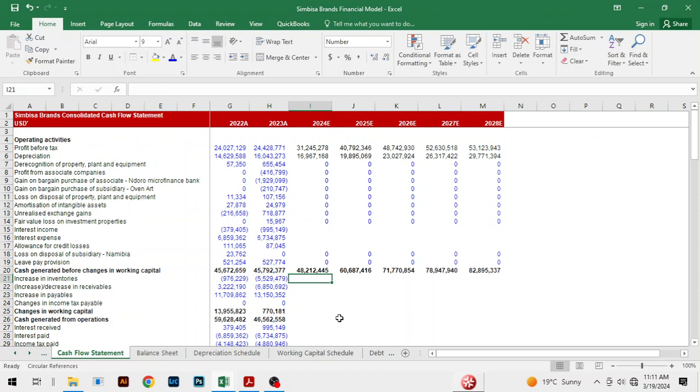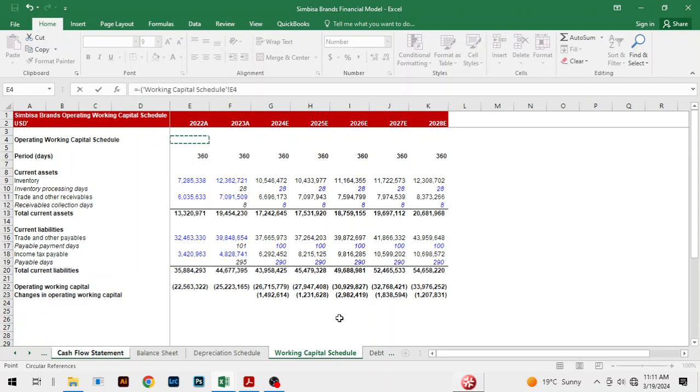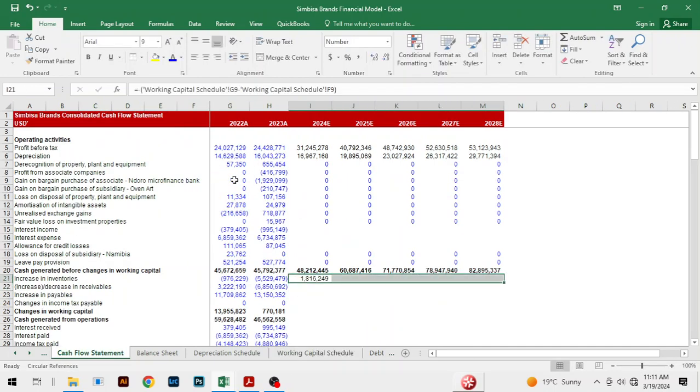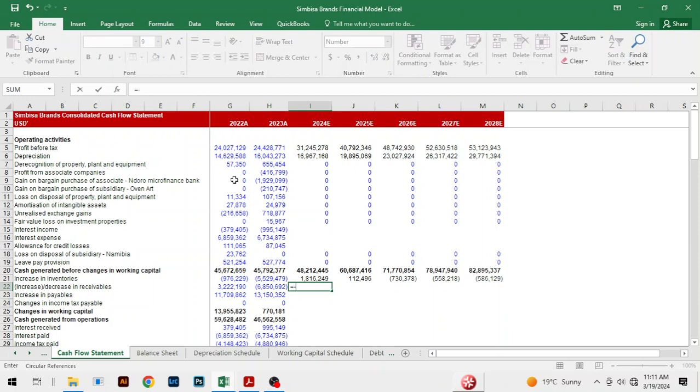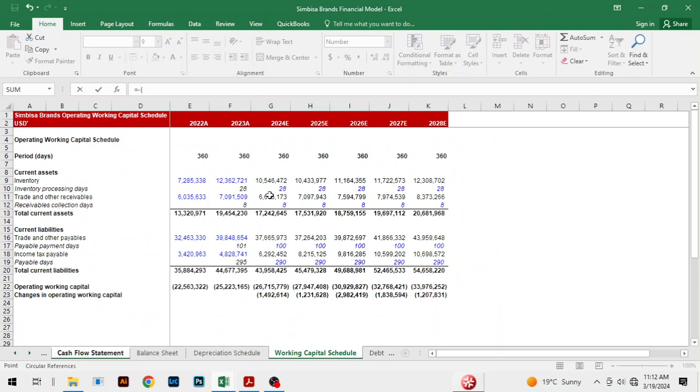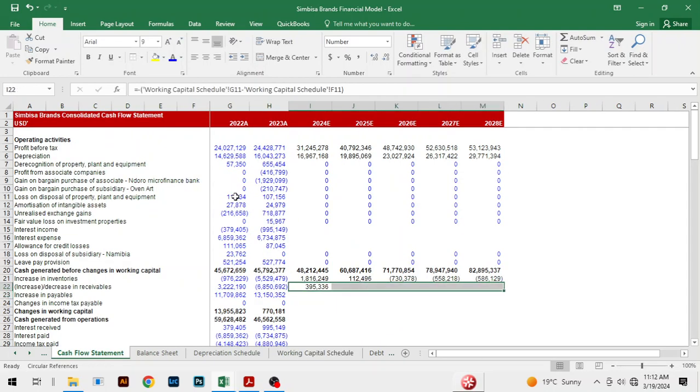So to do that, to link the changes for inventories, we say negative equals, right? We open bracket and we go back to the working capital schedule, and we select the inventory figure for 2024. We subtract it from the 2023 figure, and then we close brackets, right? So here we say negative, and then we do the same for receivables. So we select receivables, and then we subtract this figure here, and then we say equals, right?